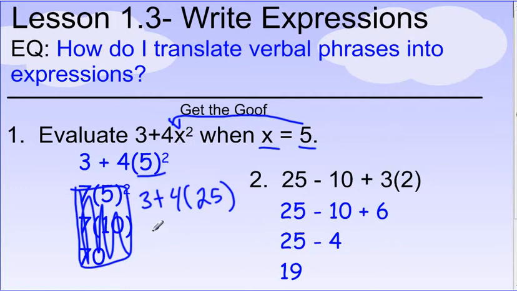Alright, so we have no more parentheses, no more exponents, multiplies and divides. This is a multiply. So that gives us 100. And one thing left to do, add it up, 103.